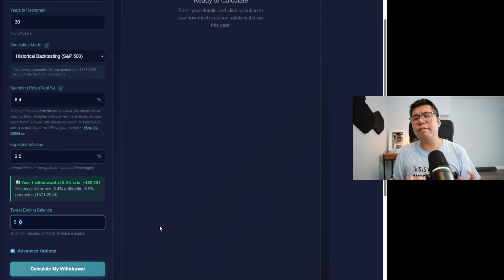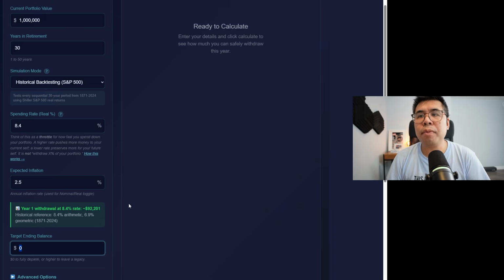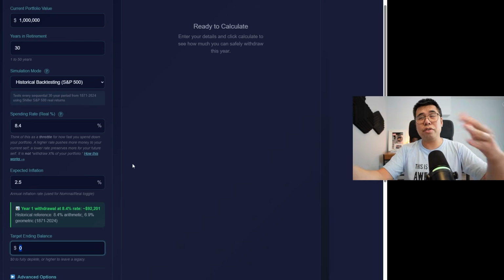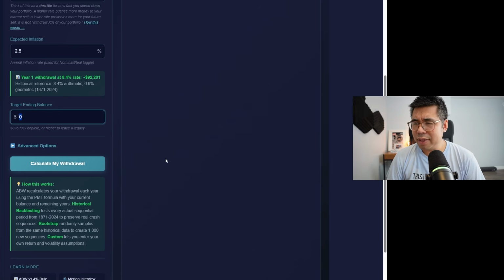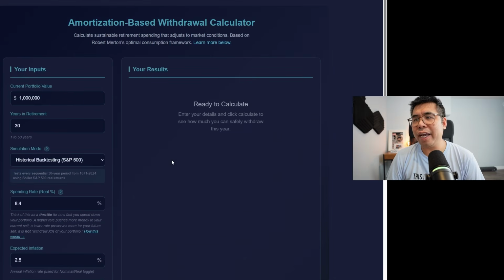I mean, if you want to leave some for future generations, if you want to give yourself a buffer, I would set it higher than 0, because you might outlive this plan or the simulation. So in years of retirement, maybe you want to put 35, 40 to give you that room. But that's the gist of my calculator.